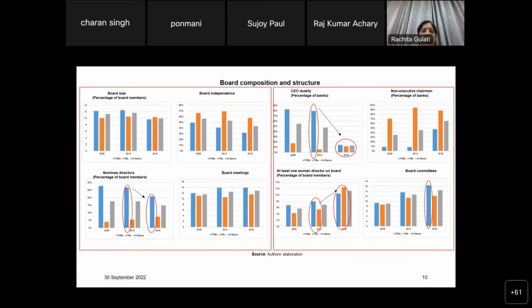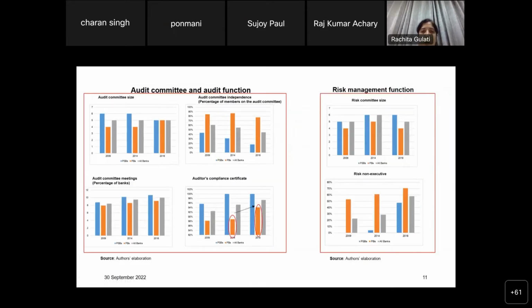With respect to the audit committee and the audit and risk functions, we note that on average, the audit committee of the PSB has 6 members, and the committee members met more frequently. This was evident from the rise in the number of meetings from 9 to 11 in 2018. The average share of independent directors on the audit committee of the PSBs and the private banks is 35% and 81% respectively, and more independent directors are appointed on the audit committee of the private banks.